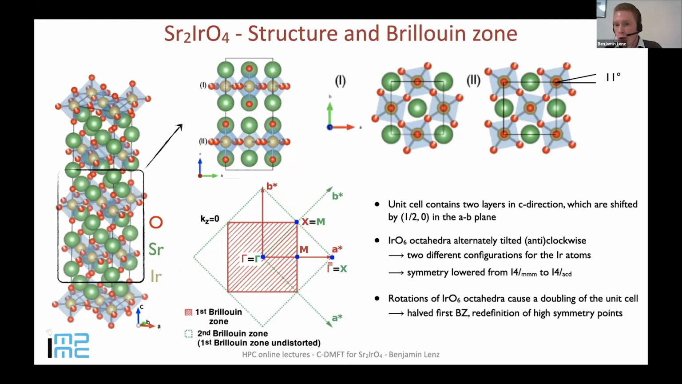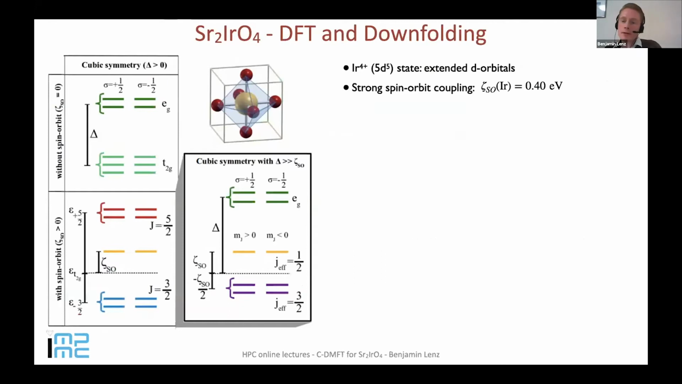Okay, so the first thing we want to do once we know the crystal structure is density functional theory, which is very successful. Here, however, I would like to remark that in addition to the ligand field, the crystal field that you usually consider, you also have to consider the spin-orbit coupling. This means that if you only consider the neighboring oxygen atoms, you would have a cubic symmetry, which means that the 5d electrons would be split into a t2g and an eg manifold.